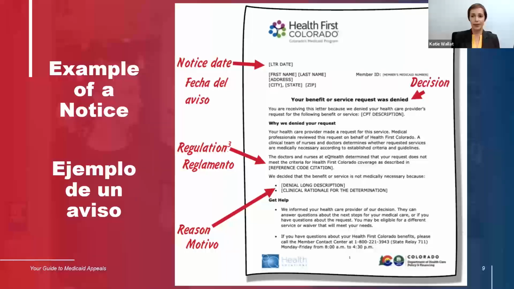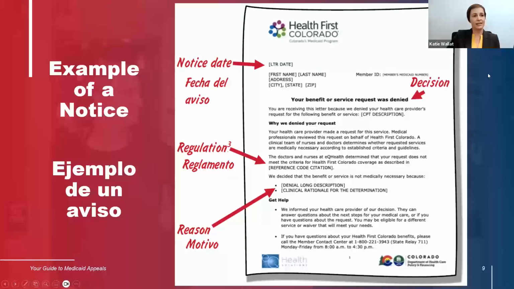For example, the letter might say, you are no longer eligible because your income is too high. In addition to that reason, the letter also has to provide the actual law or regulation or rule that the decision was based on. So there should be a citation in the letter that directs you to the exact legal rule that the decision was based on.